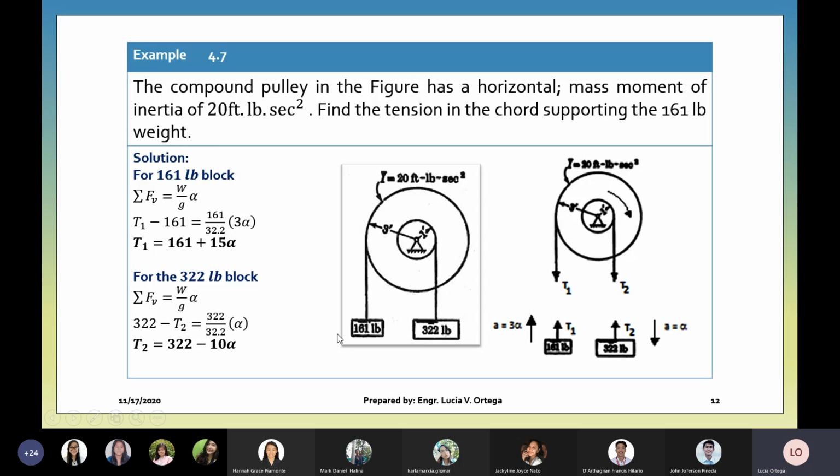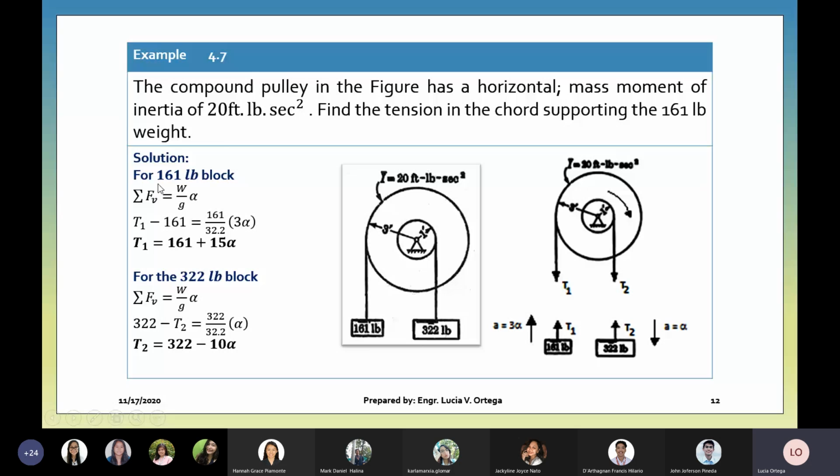So for the acceleration, you know this is the radius, 3 feet. So acceleration of the 161 pounds: since the other is heavier, we assume it's going down, so this would go up. The acceleration is R alpha, so 3 alpha. So tension T sub 1. For here, let's say this is T sub 2. The radius is 1, so 1 times alpha, or simply alpha. Okay. So this is the free body diagram.